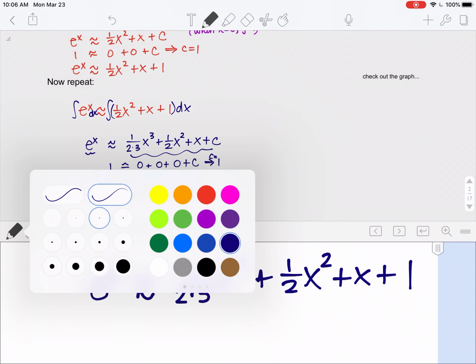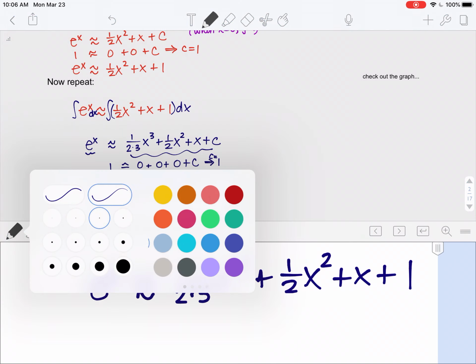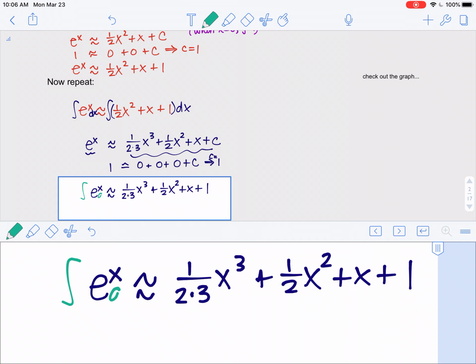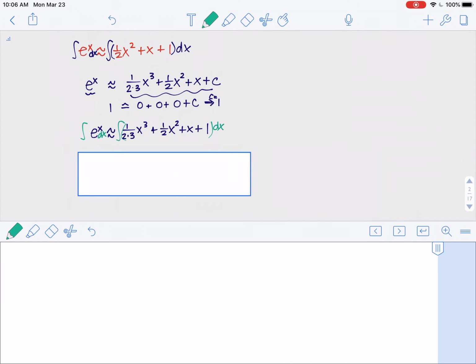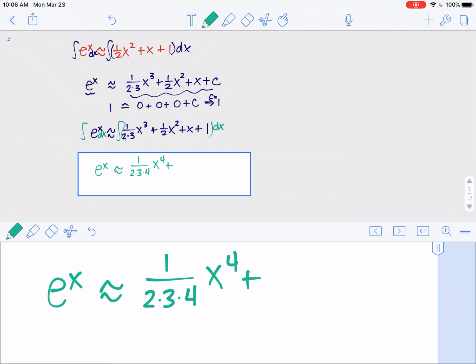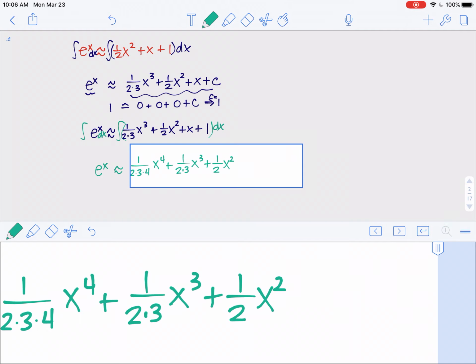And so what happens if we do it again? So I'm going to take the antiderivative of this. If I do it again, then I'm going to get e to the x on this side. This time I'm going to have 1 over the 2 times 3 that was already there times the new power for x to the 4th plus 1 over 2 times 3 x cubed plus 1/2 x squared plus x, and then plus the c value, which we know would turn out to be 1.